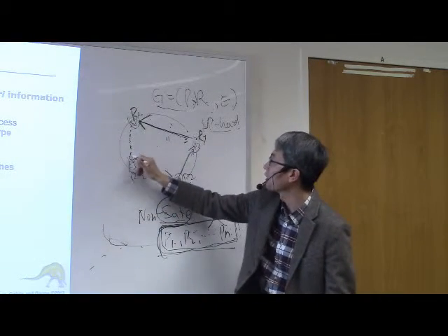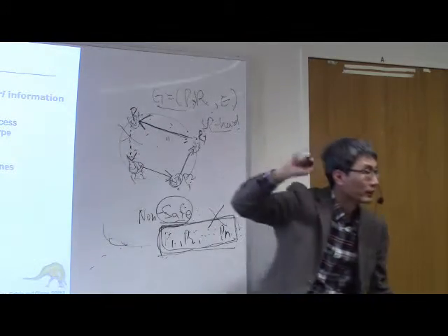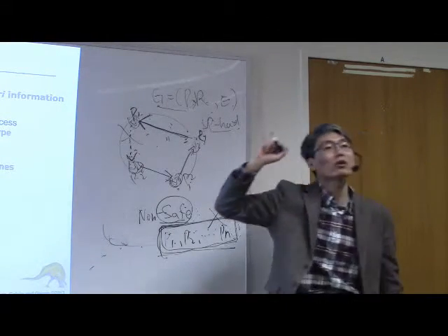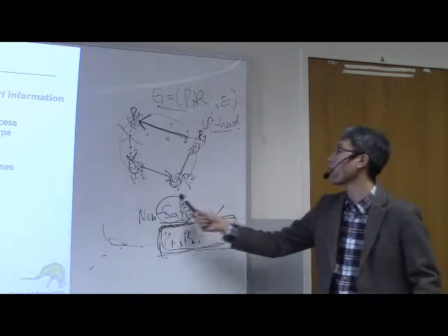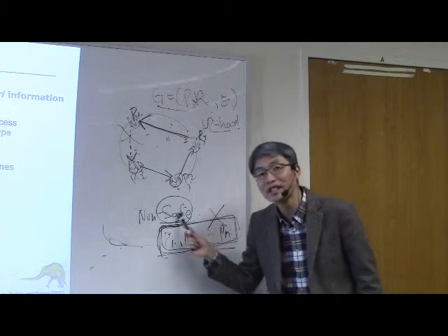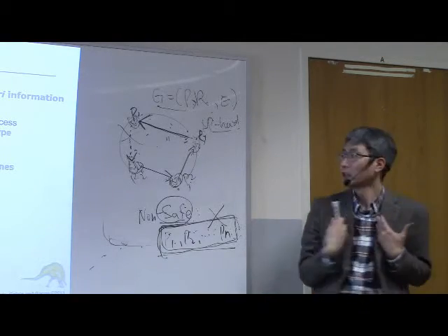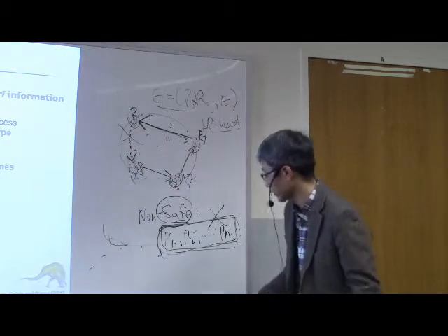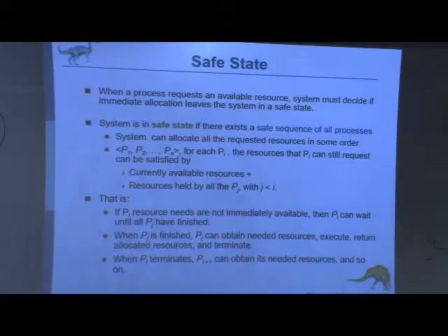So the request will be avoided. Okay? So that is called deadlock avoidance. The key problem is whether we can determine if this is safe or non-safe if we accept this request. So this is called the safe state.